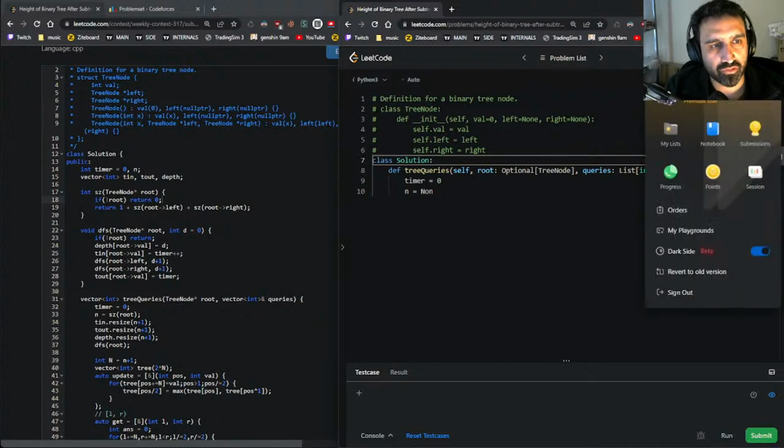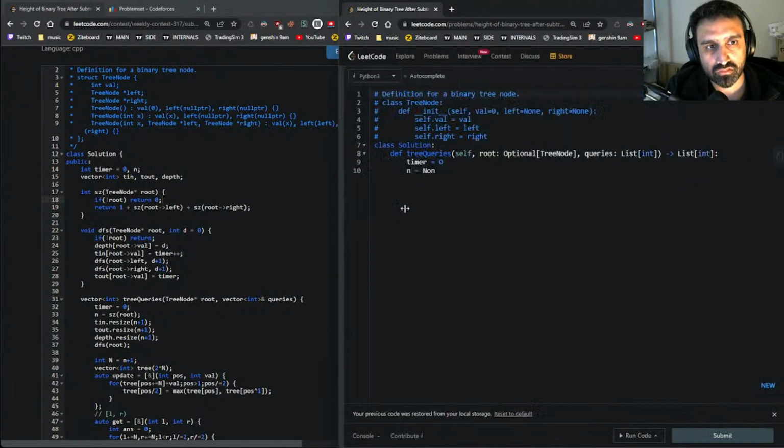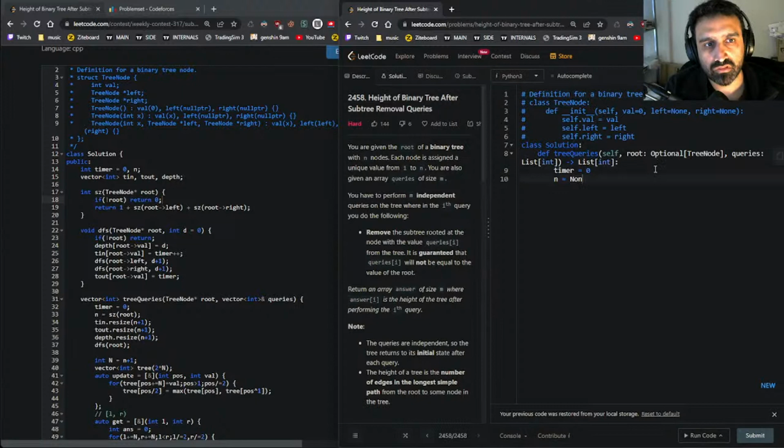I'm gonna switch to the old editor, just because I can't get rid of the stupid auto formatting. Literally, I cannot stand it.